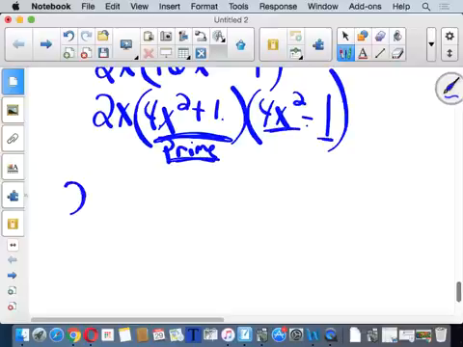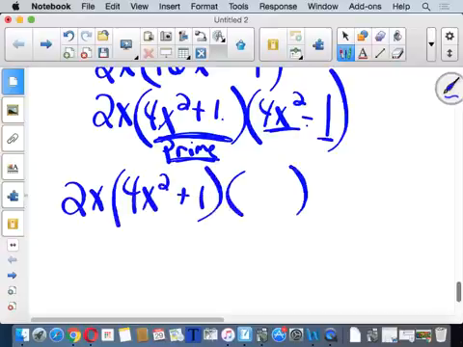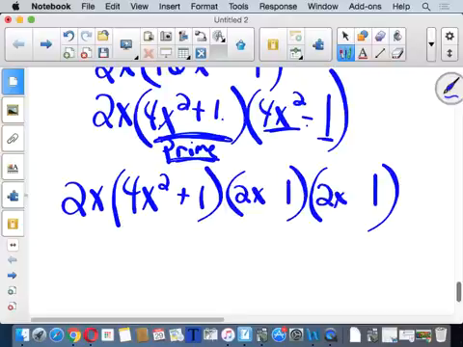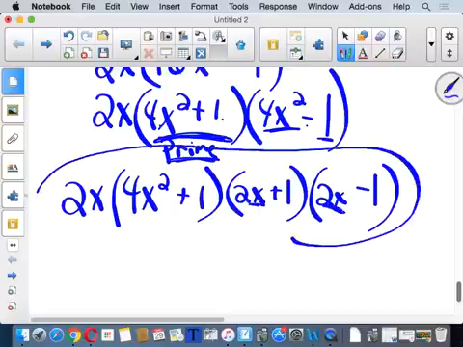So I'm going to have a 2x. I'm going to have a quantity of 4x squared plus 1. Then I'm going to have 2 quantities. Square root of 4x squared, 2x. 2x. Square root of 1. One of them's positive, one of them's negative. I check inside these quantities, already GCF'd. They're not. That's not a perfect square. 2x isn't a perfect square. So I am done. I don't have to worry about any other type of factoring because they were binomials inside the quantities.